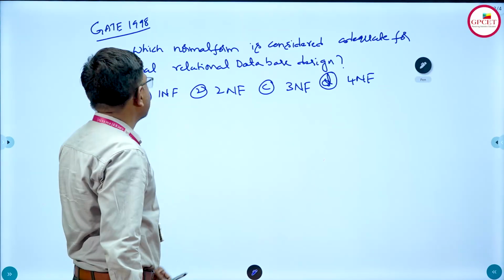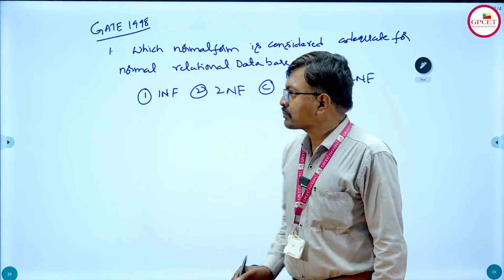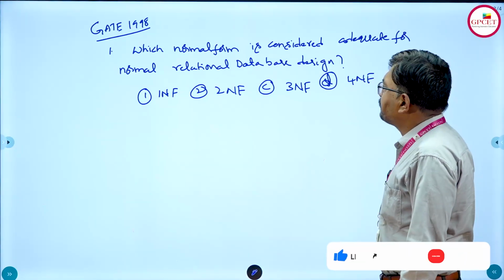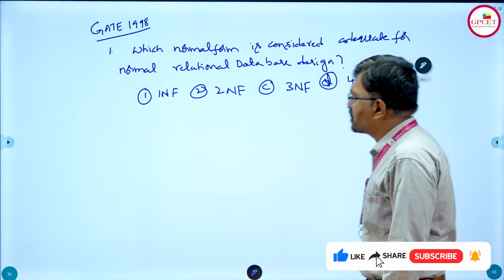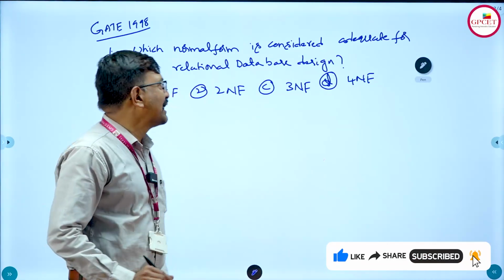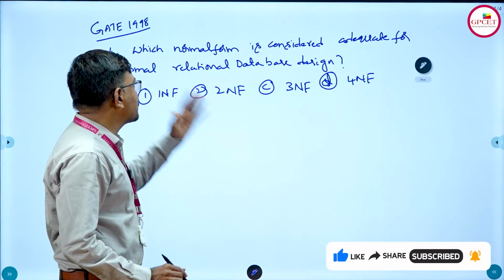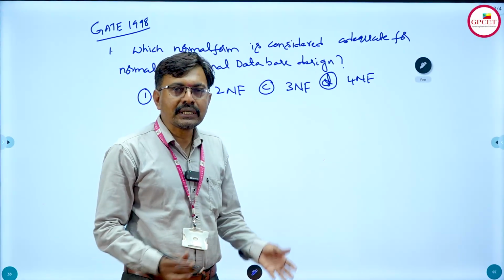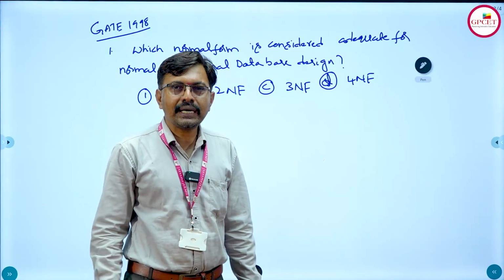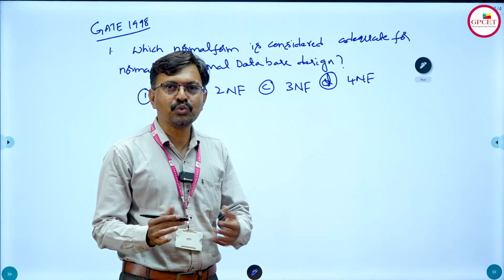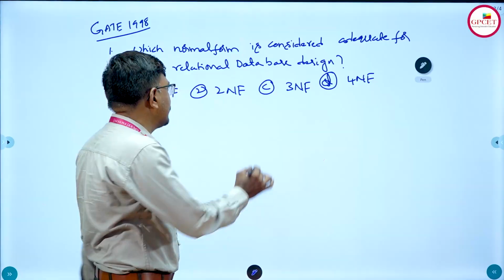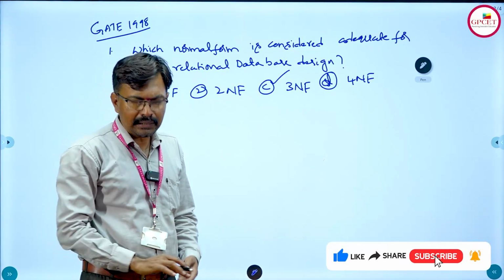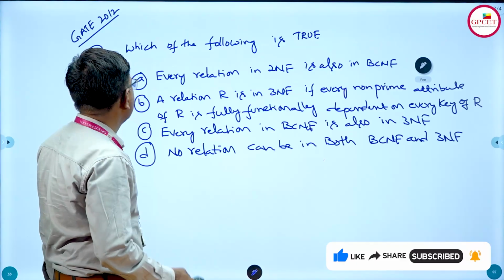Right, observe the GATE 1998 simple bit. Which normal form is considered adequate for normal relational database design? Relational database design, that is, the ER model and how it can be converted to tables. In generalized business oriented systems, we use 3NF. This is the standard, third normal form. Clear?